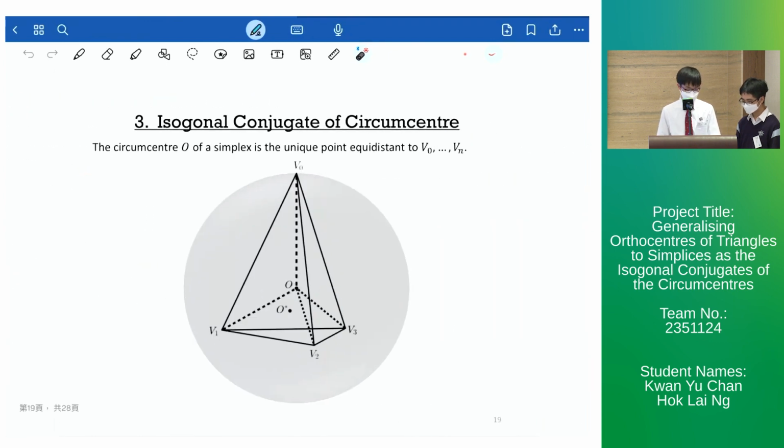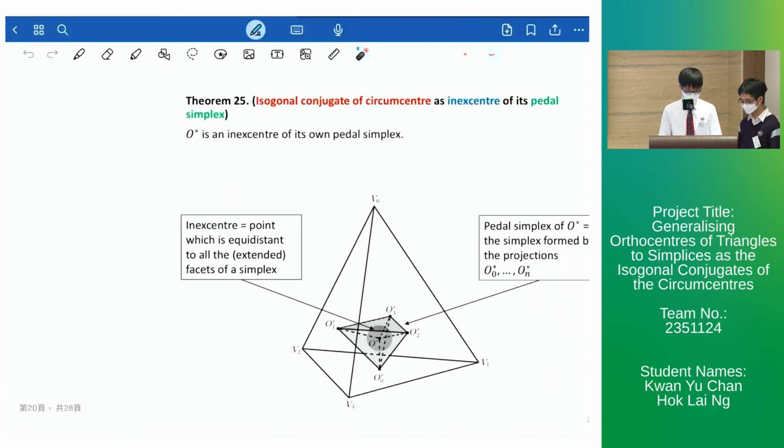Here comes the last section of this presentation. As mentioned in the beginning, the orthocenter of a triangle is also the isogonal conjugate of the circumcenter. Our research has largely been devoted to studying its higher dimensional analog. Recall that the circumcenter O of a simplex is the unique point equidistant to all its vertices. Note that O does not necessarily have an isogonal conjugate O star, but when O star exists, it has the following two intriguing properties.